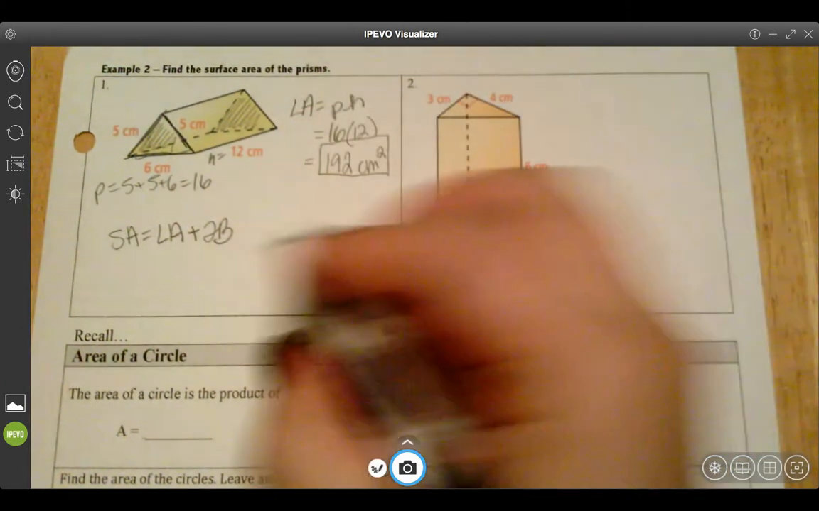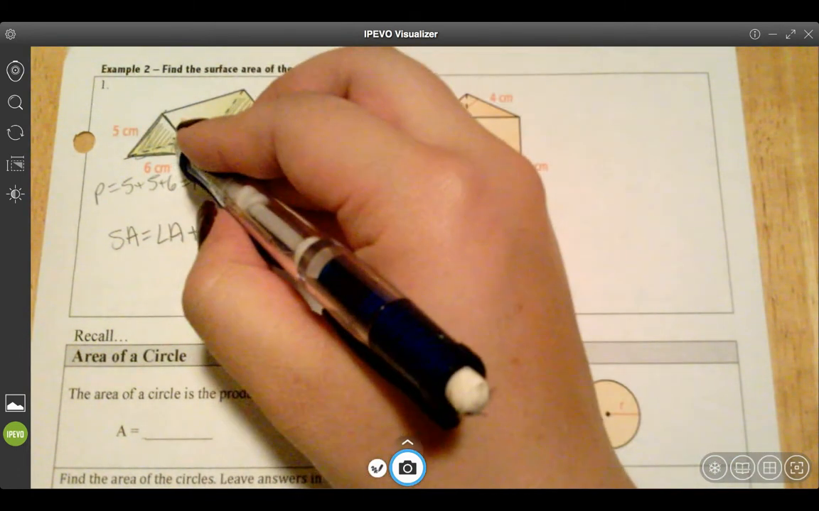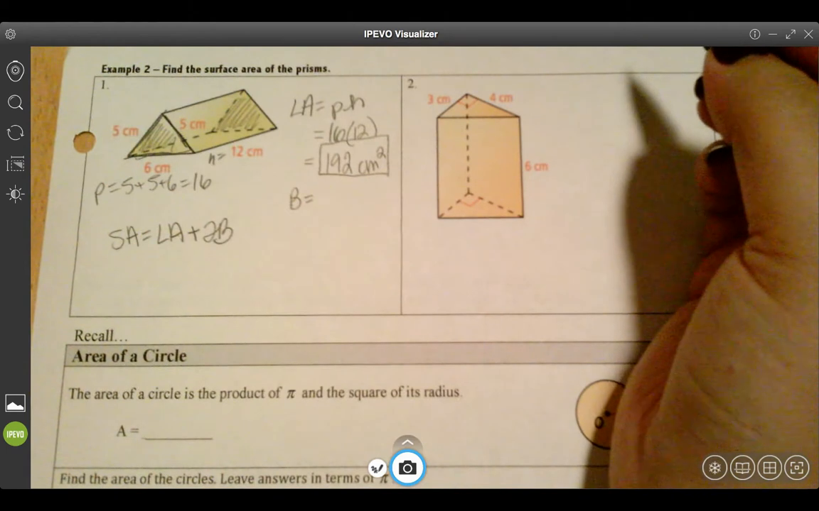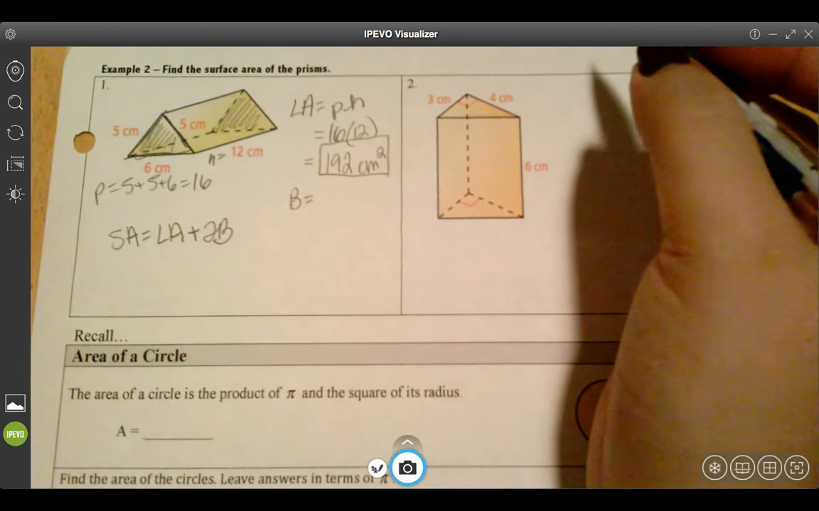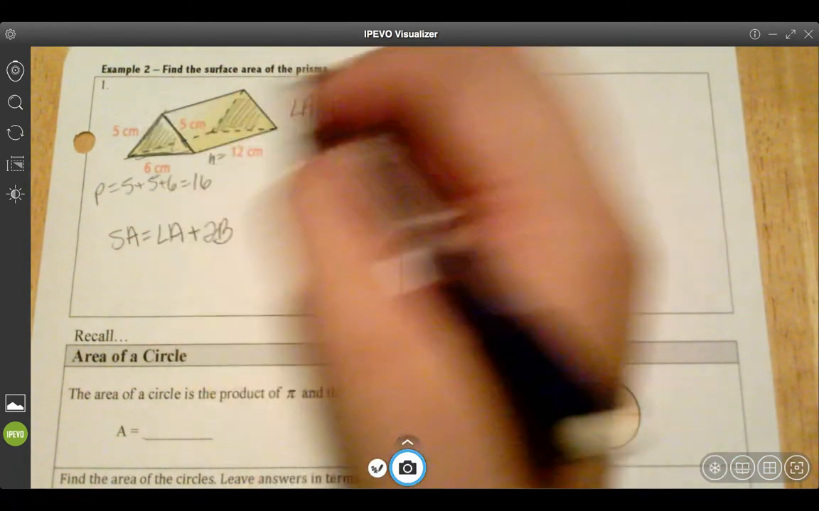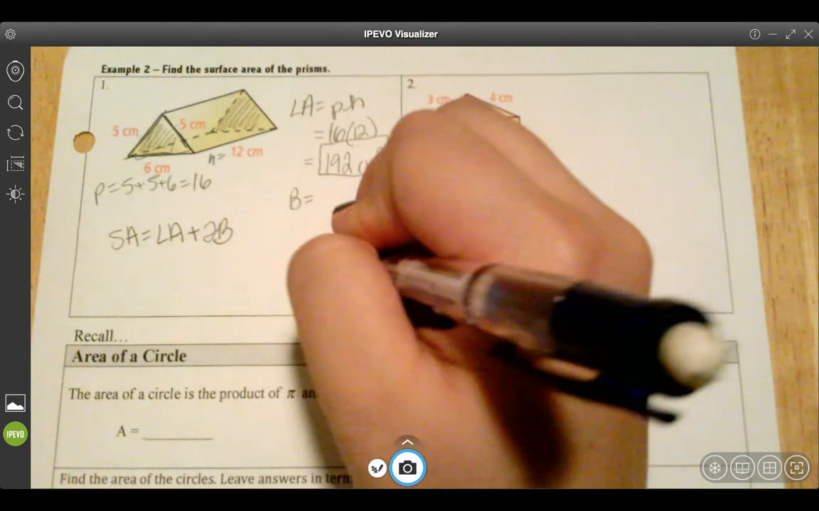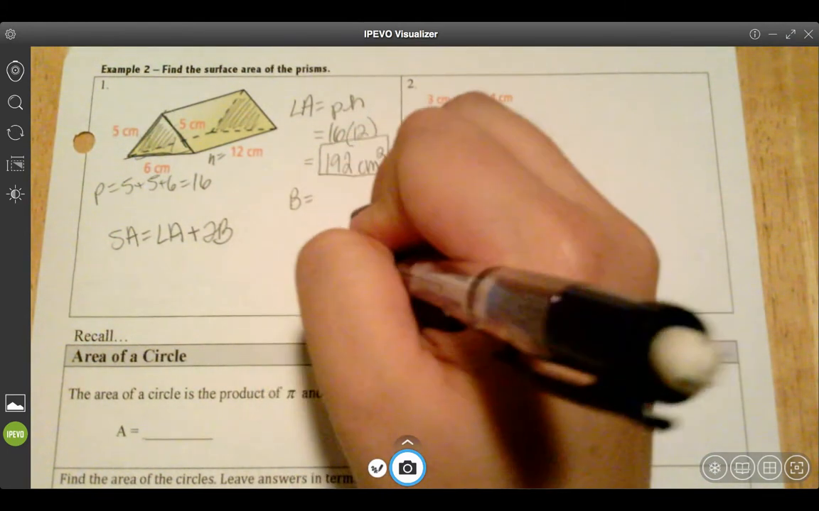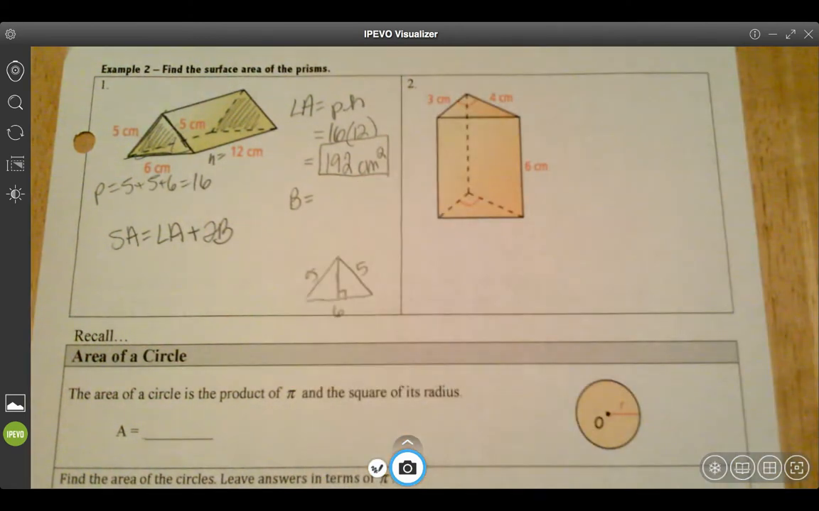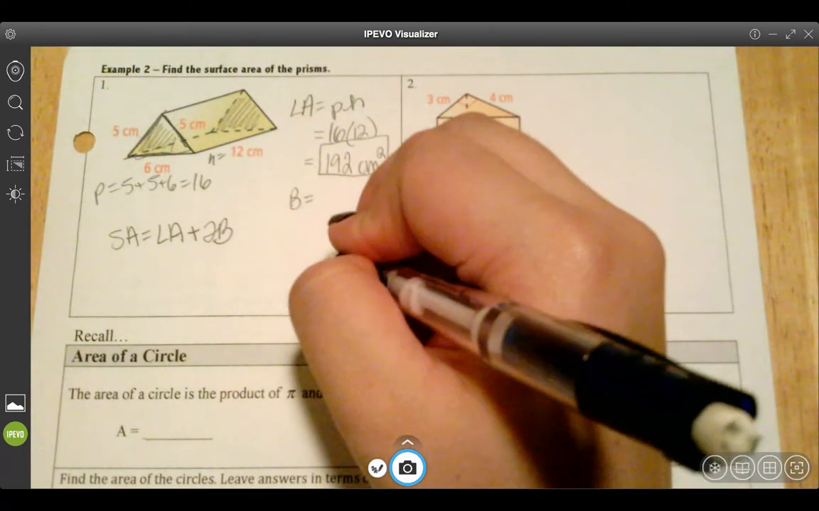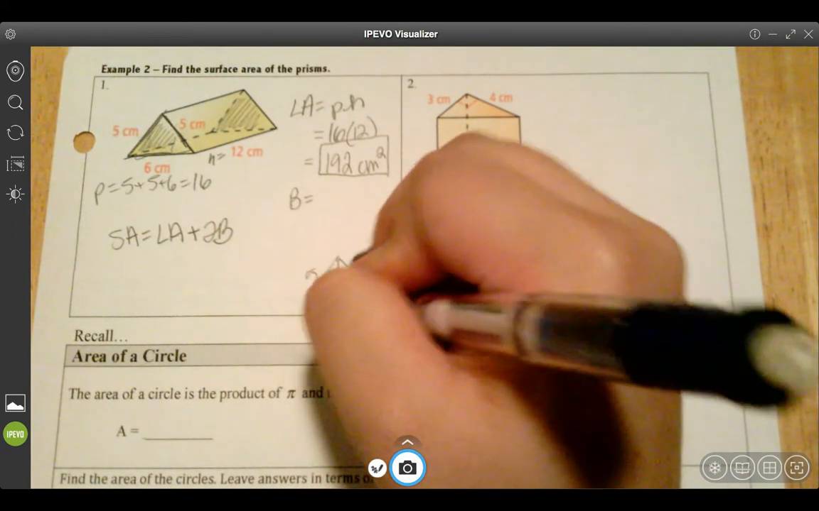And then we also need our bases. So the area of a base, now this is a triangle, and I need to know if this triangle is a right triangle or not. Now, I don't know that. I do know that this is an isosceles triangle, right? Because I've got the 5 and the 5. So in order to calculate the base, we need to calculate the area of this triangle. If this is an isosceles triangle, then I can say that the altitude bisects the base. So I have a 3 and a 5.